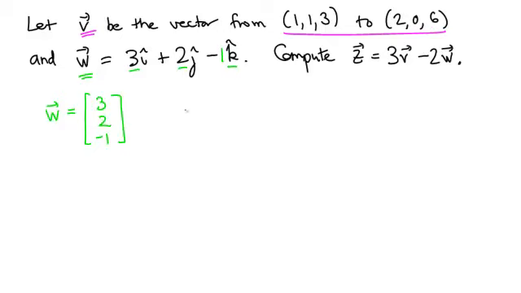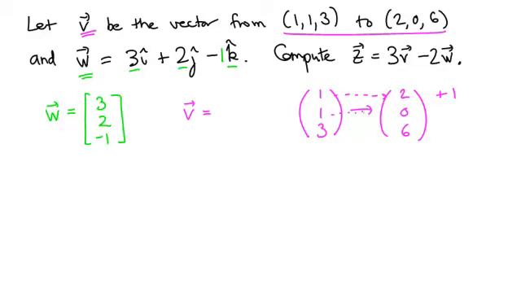But if we think about it, the vector v is going to go from the point 1, 1, 3 to the point 2, 0, 6. So let's just think about this quickly here. To get from the point 1, 1, 3 to the point 2, 0, 6, that means that the x-coordinate had to go up by 1. The y-coordinate had to go down by 1. And the z-coordinate had to go up by 3. So this should be the vector 1, -1, 3.